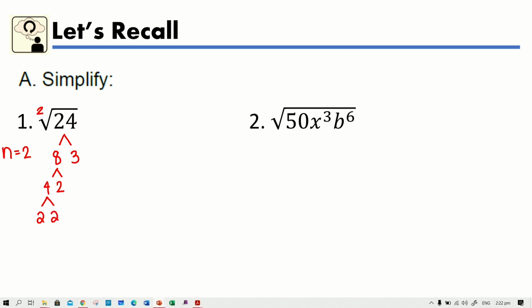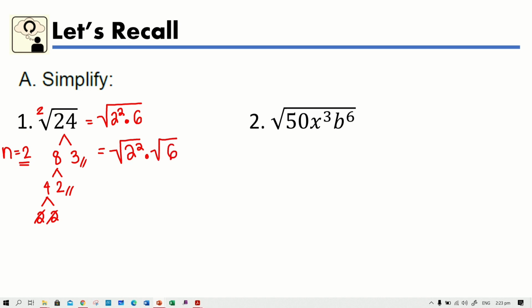From here, we can now simplify square root of 24. Since our index is 2, we're going to group numbers by 2. So this one will be considered as one group. So that is now square root of 2 raised to 2. What is left here, which is 2 and 3, will multiply. So that's times 6. Then we will apply the product law for radicals. That is square root of 2 squared multiply square root of 6.